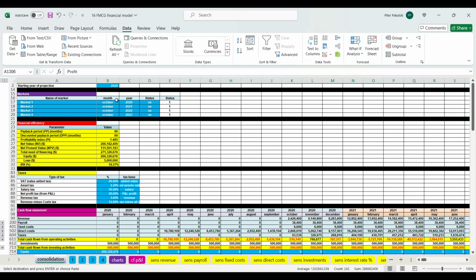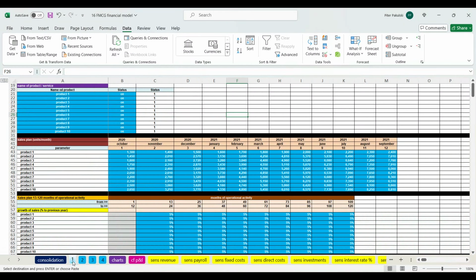This video will be about the FMCG financial model of a business plan. In our model, all inputs are colored blue. All other cells are automatic. First of all, you enter the year when all your financial projections start. You start with naming your markets. This can be different countries you are going to operate in. Then you specify the month and year when you start selling your products on each market. You can also switch on and off every market to see the financial efficiency with or without this or that market. This item will be very useful for the future scenario analysis.